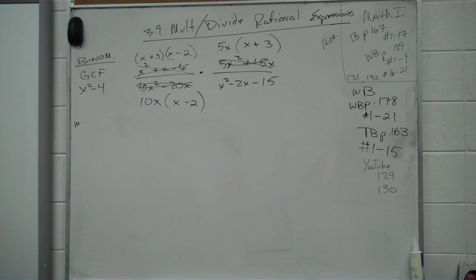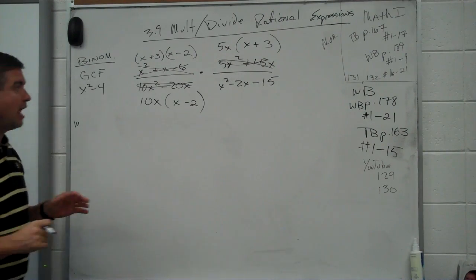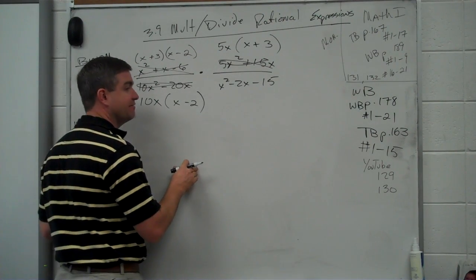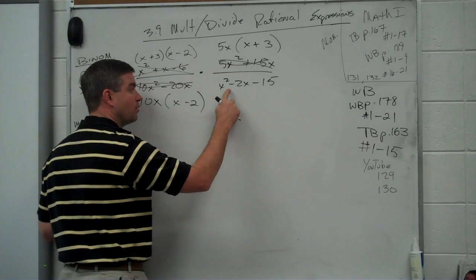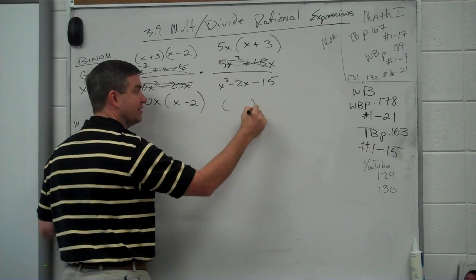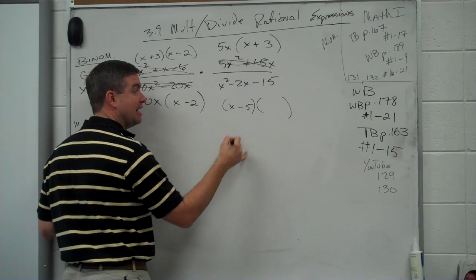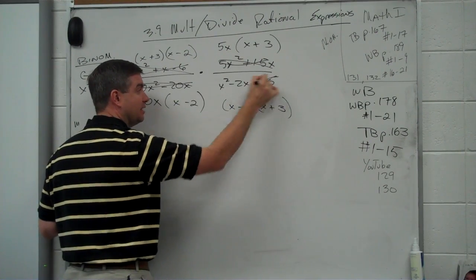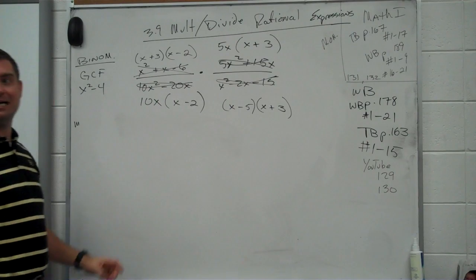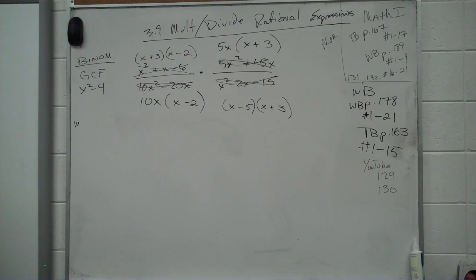David? On the first problem, would you cancel out the x minus 2? Not yet. We're getting there. Your first rule is to factor everything you can factor. What does x squared minus 2x minus 15 factor into? x minus 5 and x plus 3. I'm not spending a whole lot of time talking about factoring and checking and the whole nine yards because you're supposed to be good factorers.